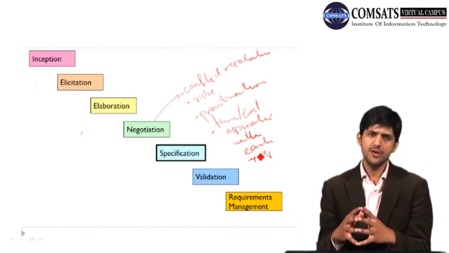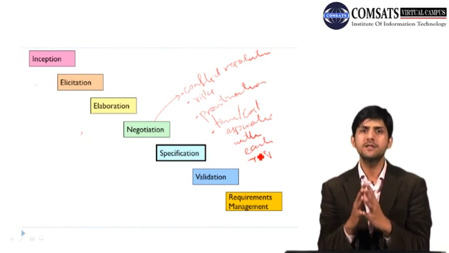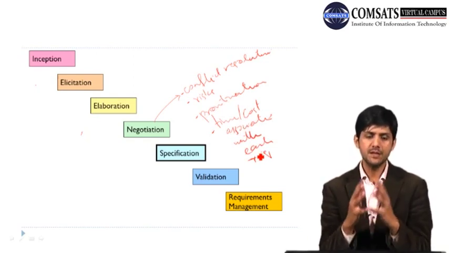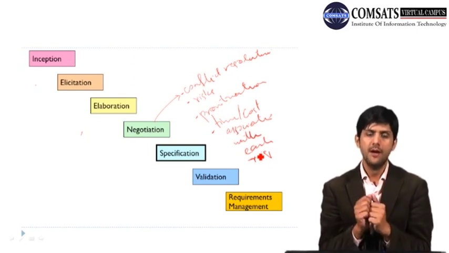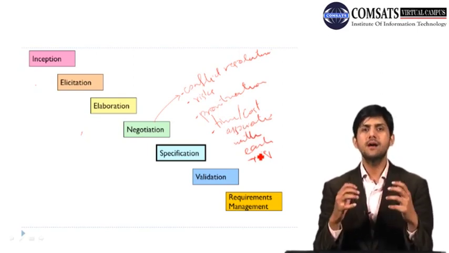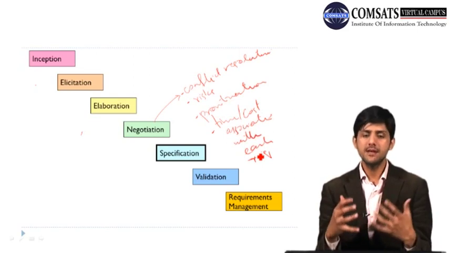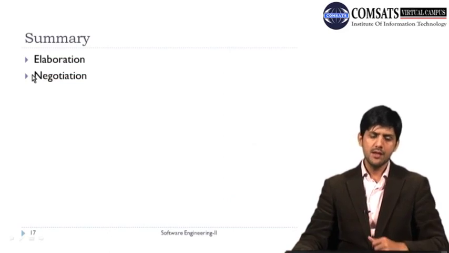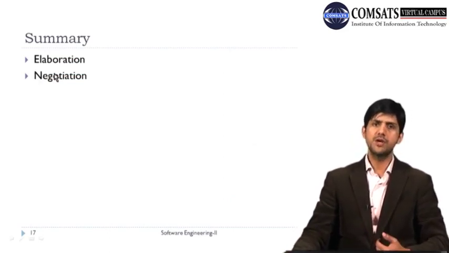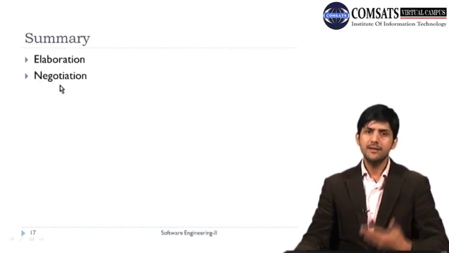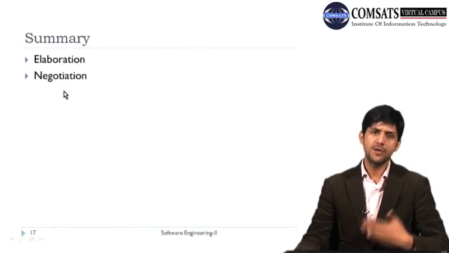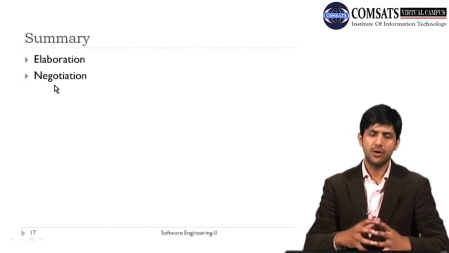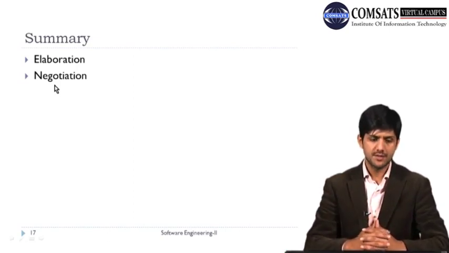We have seen 4 different tasks, or 4 different sub-processes of the requirements engineering process: inception, elicitation, elaboration, and negotiation. And as I have said, these are not necessarily sequential. These things can happen in parallel. So I think that's it from today, that we have seen elaboration and negotiation. Inshallah, in the next lecture, we'll start our discussion from negotiation, then we'll move to specification, and we'll try to wrap up this introduction on requirement engineering processes.